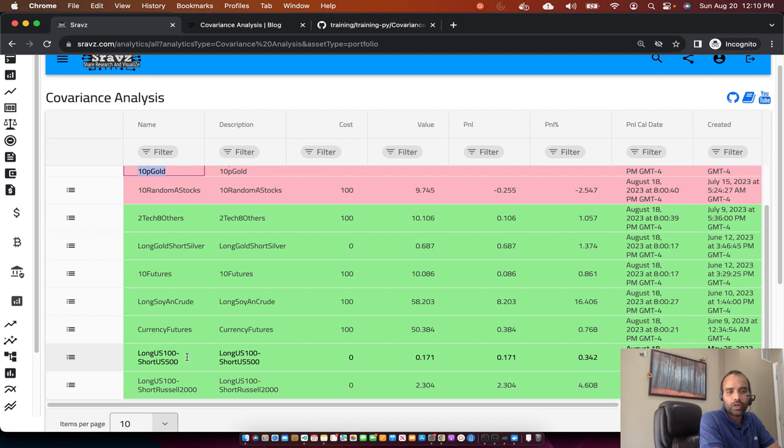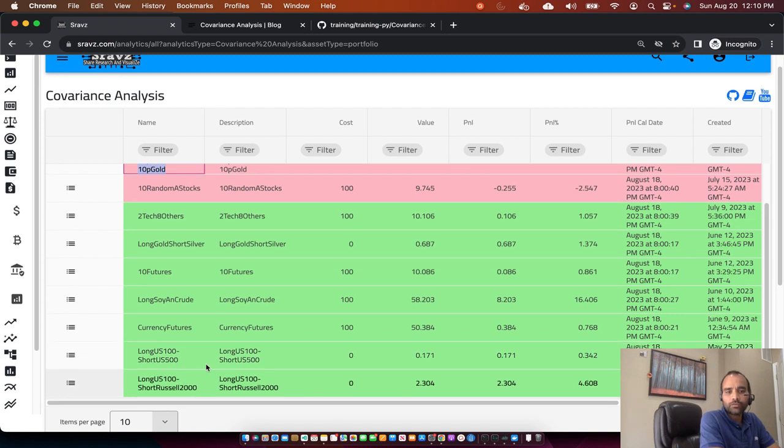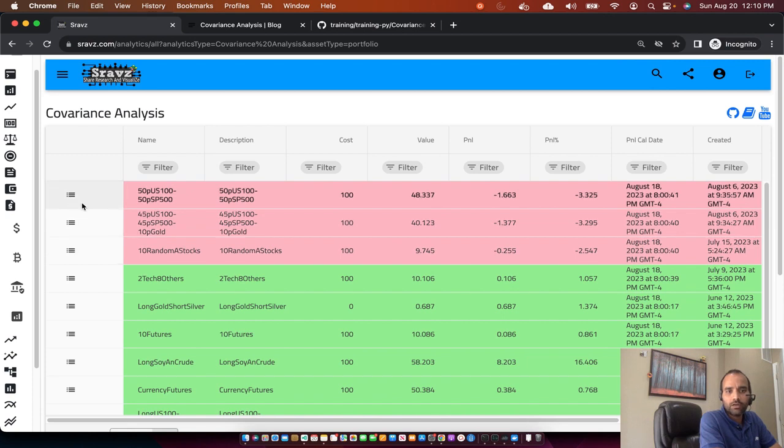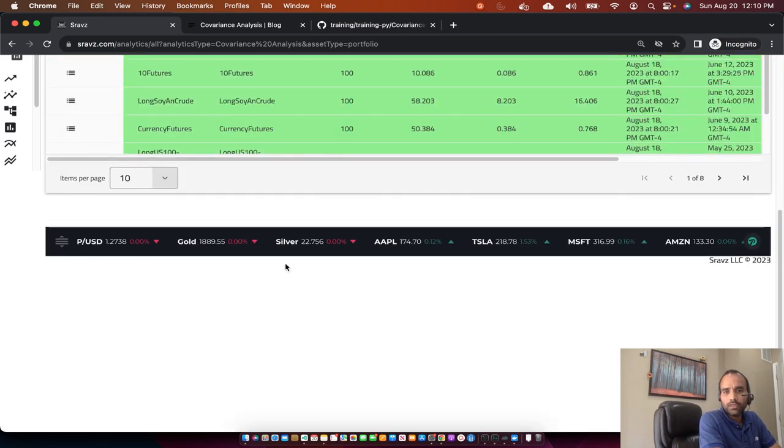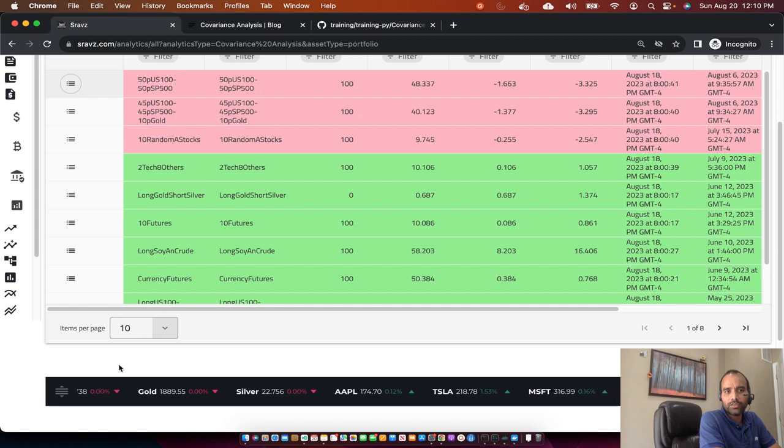It's a long US 100. So we are long NASDAQ 100 and short S&P 500. The net weight is 0 for this one because we are long and short an equal dollar amount. In this portfolio, we are long US 100 and short Russell 2000, equal amount in dollar cost. Once we click on the icon, after a while it will show the covariance analysis.